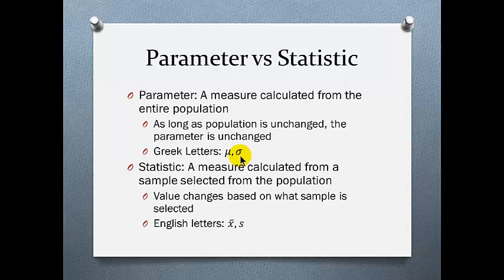For these sample statistics, we use English letters. A common one is X bar. We put a little bar over the X to say this one's special, a special type of X, and we'll talk about it in a minute. And the letter S are 2 common ones that we will see today. So parameters, entire population; statistics, small sample.